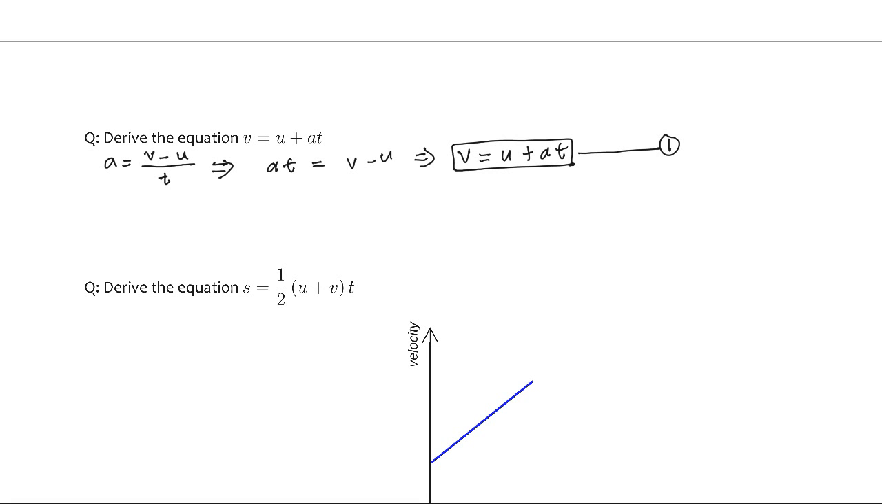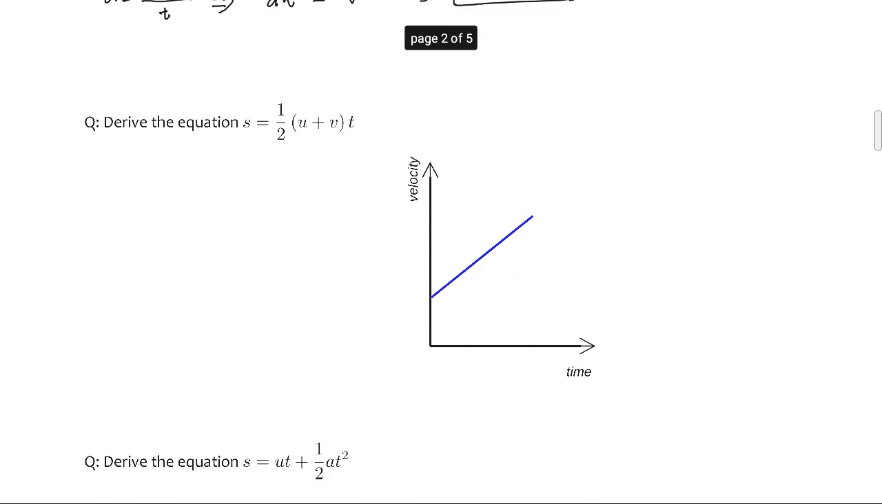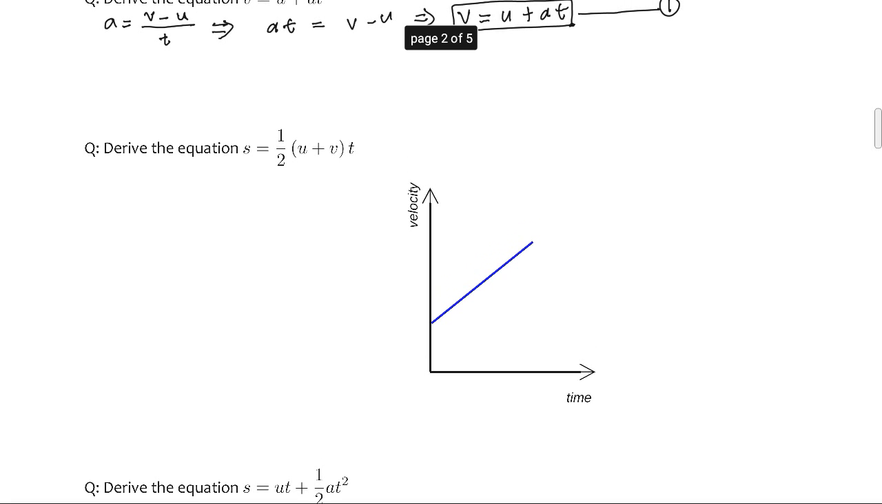Right. And then I'm trying to derive the next equation, which is S is equal to half U plus V into T. So there are two ways I can consider deriving this equation. First way is to consider the meaning of average velocity, the average velocity of an object.